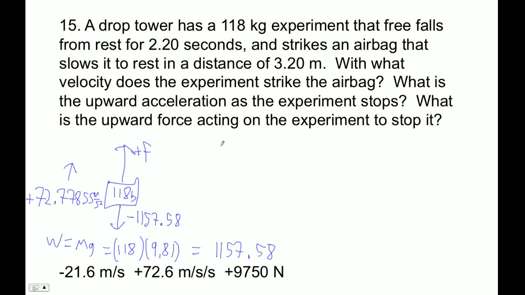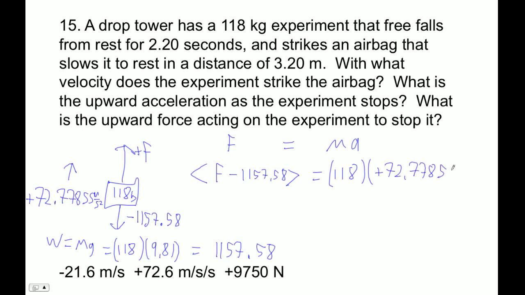And now our F equals ma looks like this. We're using F equals ma. So the sum of the forces is force minus 1157.58 equals 118 times positive 72.7785. Now, don't worry about the fact that it's going down. It's accelerating up. It's slowing down and stopping. If you are moving down and you slow down and stop, you accelerate up. So now all I have to do is add this to both sides, so plus 118 times positive 72 point all that stuff.